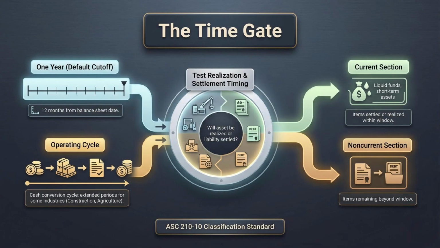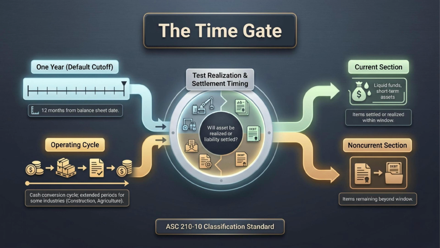The next idea is the time gate. ASC 210-10 sorts assets and liabilities into current and non-current sections. The question is not only what is the account name, the better question is when will this asset be realized, sold, or consumed, and when will this liability be settled? Usually we think in terms of 1 year.